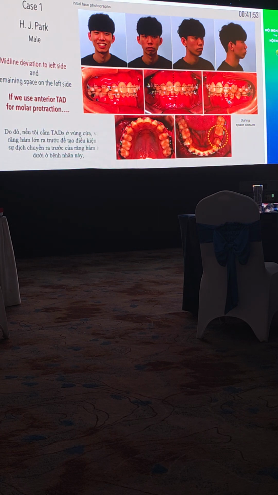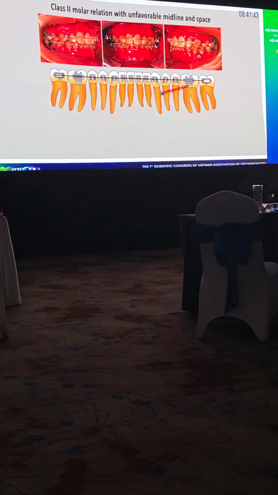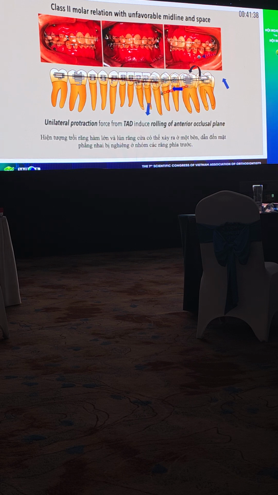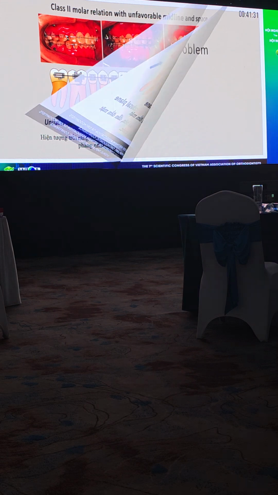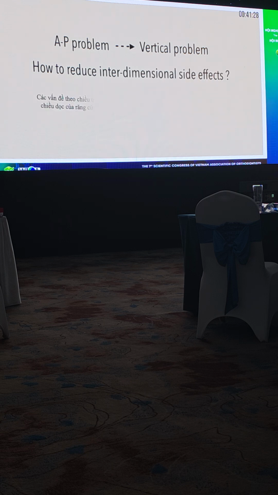Therefore, if I install TADs in the anterior region and pull the molars forward to facilitate the forward movement of the mandibular molars in this patient, it is possible that extrusion of the molars and intrusion of the incisors may occur unilaterally, resulting in a tilted occlusal plane in the anterior segment. The anterior-posterior issues of the molars can transform into vertical discrepancies of the incisors. How can we effectively avoid these interdimensional side effects?